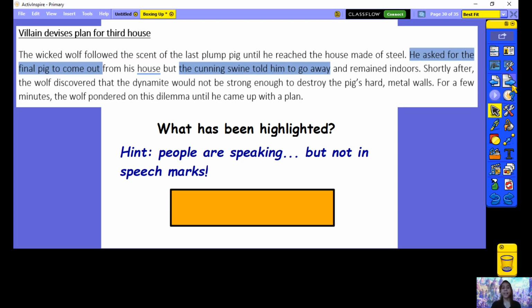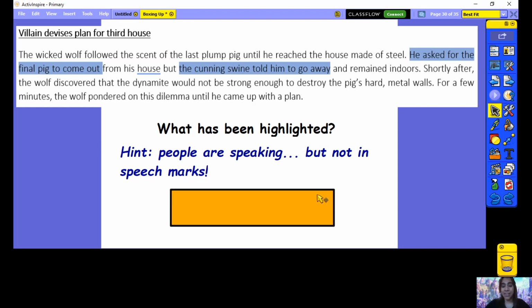So what has been highlighted here? So I've highlighted, he asked for the final pig to come out and the cunning swine told him to go away. So I've given you a hint here. People are speaking, but we haven't used speech marks. Now, we have used this before, and I wonder if anyone can remember. What do you call it when we use speech in a story, but we don't use speech marks?